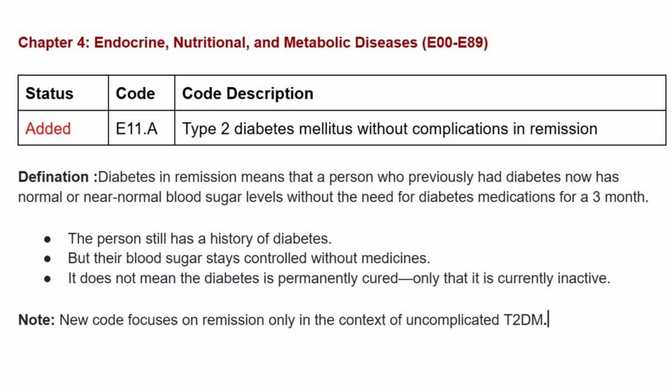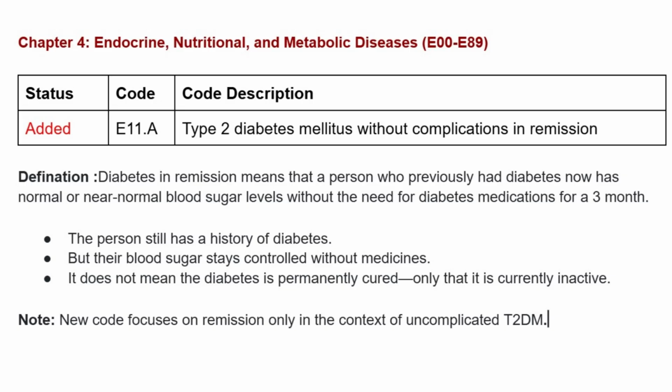So under Chapter 4, a new code has been added. This is the most important update, and important for interviews also. E11.A, Type 2 diabetes mellitus without complications in remission.